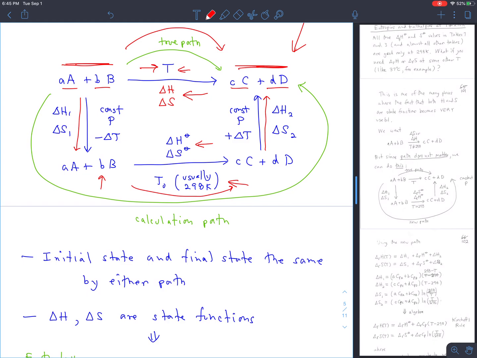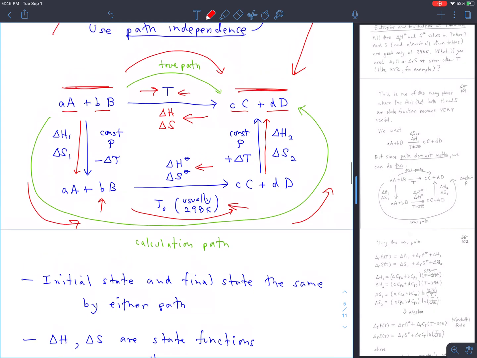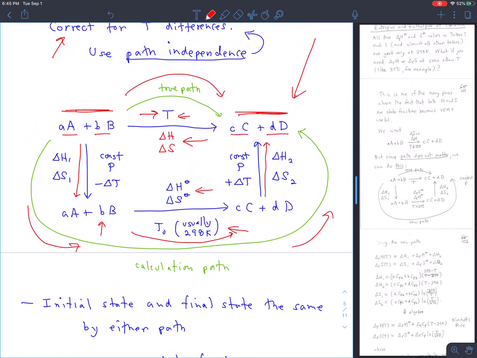Why is that valid, right? Why can we change this path that we're following here? It is not the true path. Why can we do that? Well, because delta S and delta H and all the quantities we're going to calculate this way are state functions. They don't care about the path.